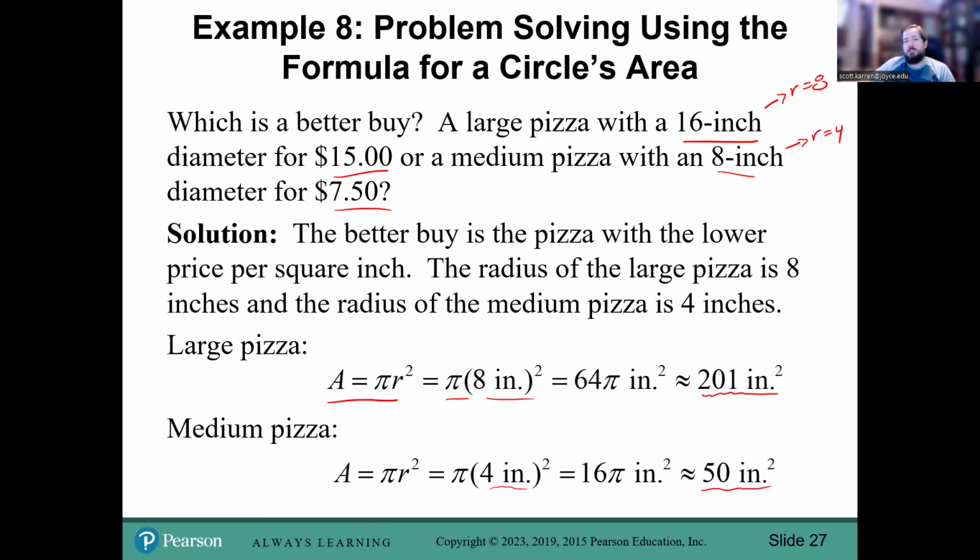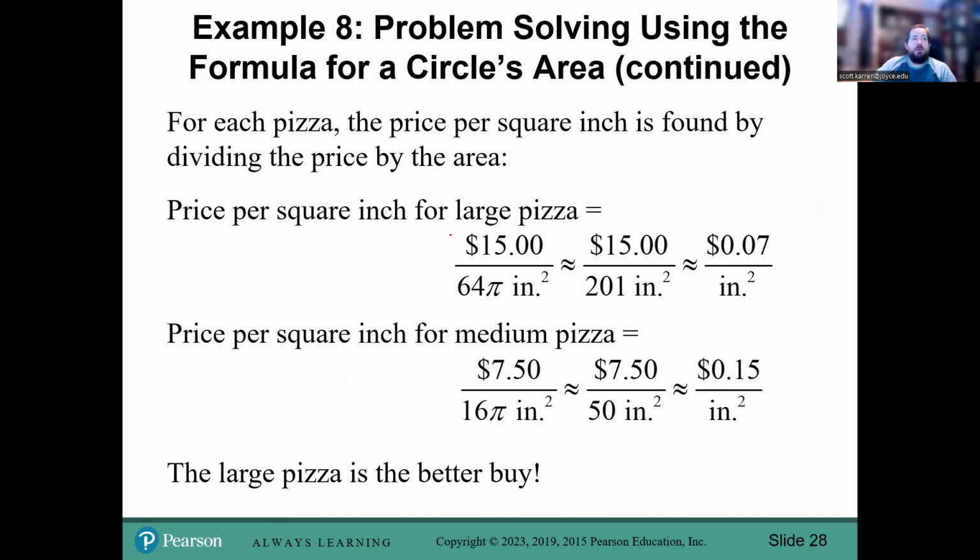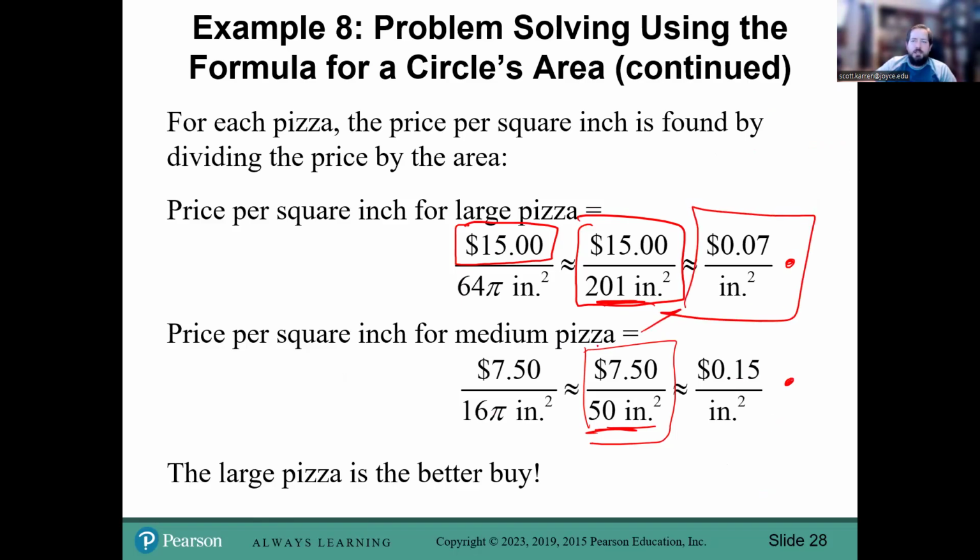And if I do the cost per square inch, I'll remember these numbers. The cost per square inch is the price of the pizza divided by its square inches. So $15 divided by 201 square inches is about 7 cents per square inch here. But if I look at the medium pizza, it's $7.50 total. And if I divide it by its total square area, then I get 15 cents per square inch. So the better buy, as long as you can eat it all, is that large pizza.